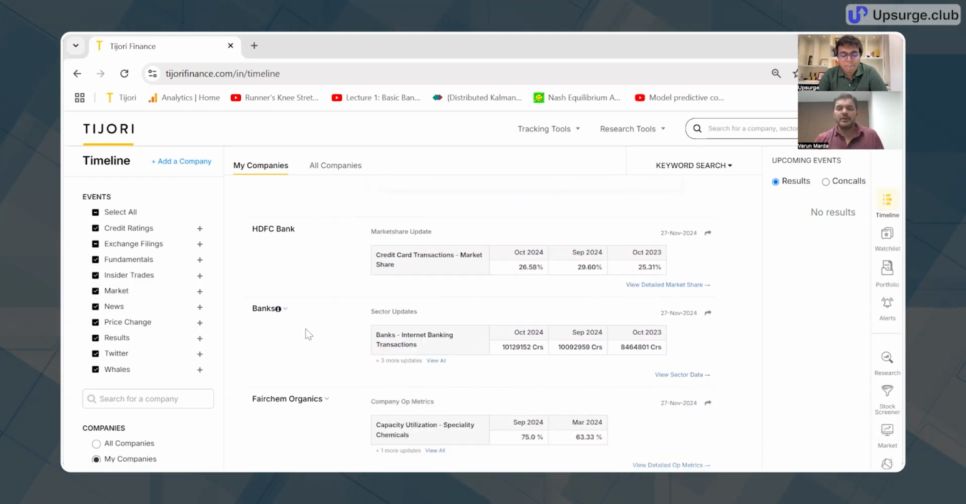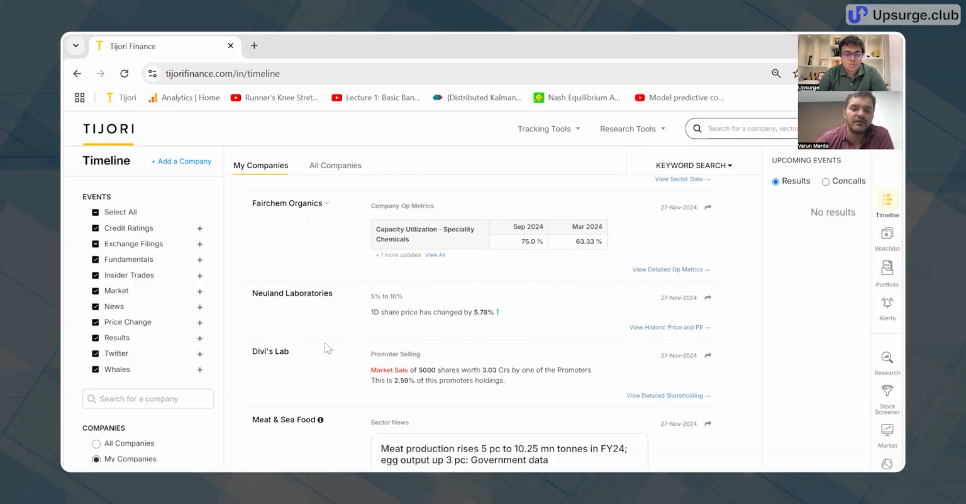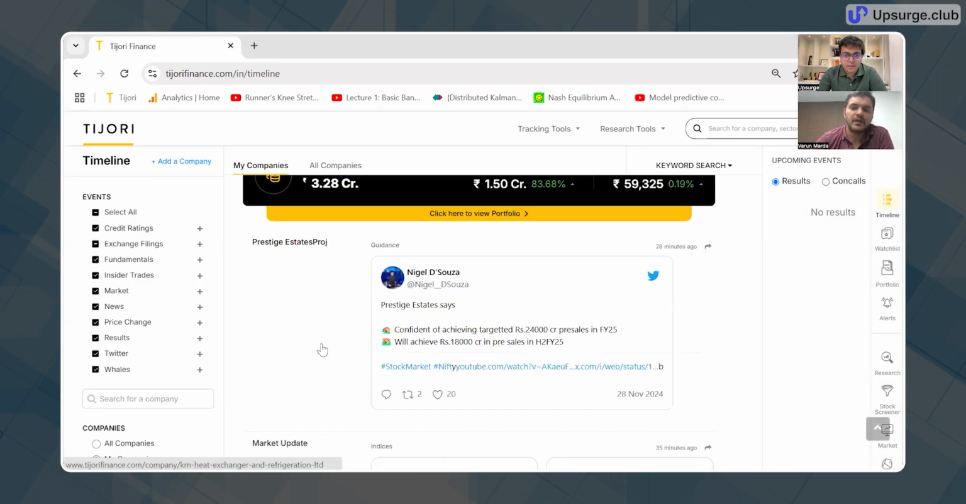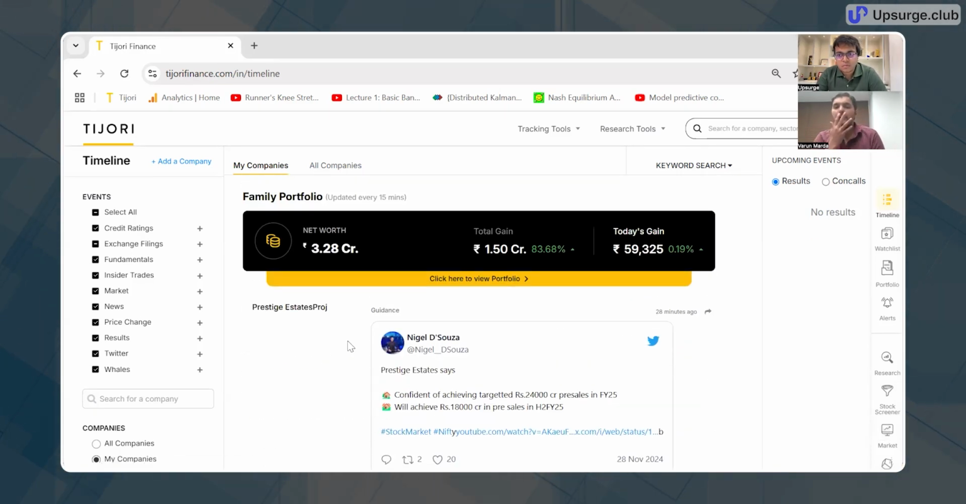So, how people should think about this timeline is it's like a news feed or LinkedIn feed or Instagram feed where you're following companies and we're giving you extremely unstructured but filtered information about these companies. The moment I add it to my watch list or portfolio, I'll have it in my timeline as well. Correct. Okay. Perfect. Makes sense.